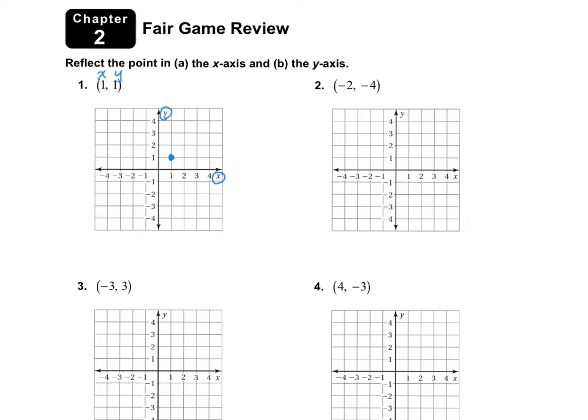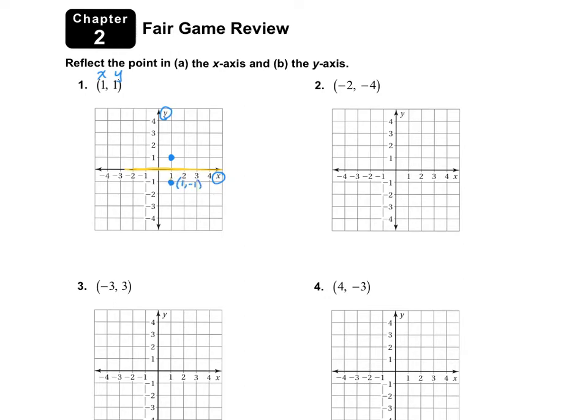Now the directions say to reflect it in the x-axis and then in the y-axis. So if we're going to reflect it first in the x-axis, this is our x-axis right here. So what we need to do is count how many units going to that x-axis, and then it'll be the same amount past it. So in this case it's 1 unit to that x-axis and it'll be 1 unit past it. So this is where that new point will live here. And so let me put that in a different color. So it'll be here. So this will be 1, negative 1.